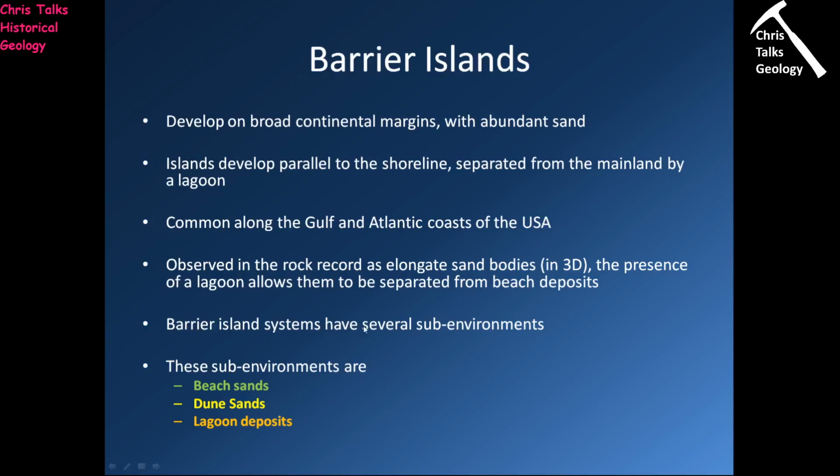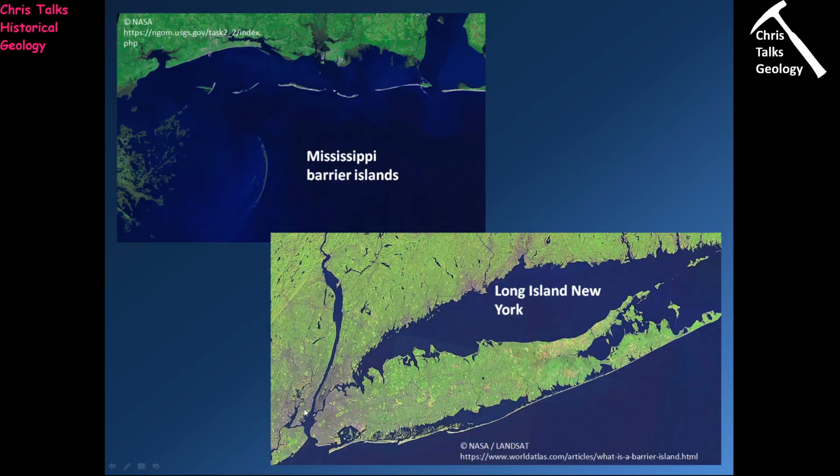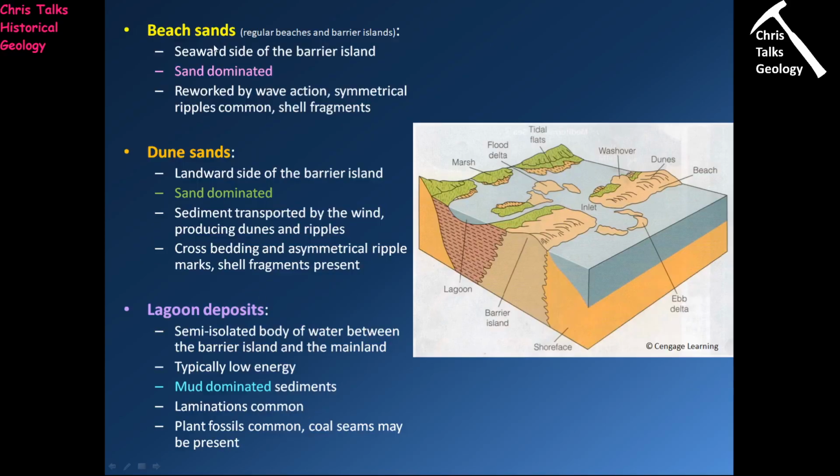So barrier island systems will actually have several sub-environments. There's the beach sands, the dune sands, and the lagoon deposits. So here are 3 different subunits, and here's a diagram that's going to hopefully help us to see what's going on. The first one of our environments is beach sands. Now, when we're discussing the beach sands in terms of a barrier island, the same criteria goes for a regular sandy beach as well. So what I'm about to describe not only describes the beach sands of a barrier island, but also your average normal sandy beach.